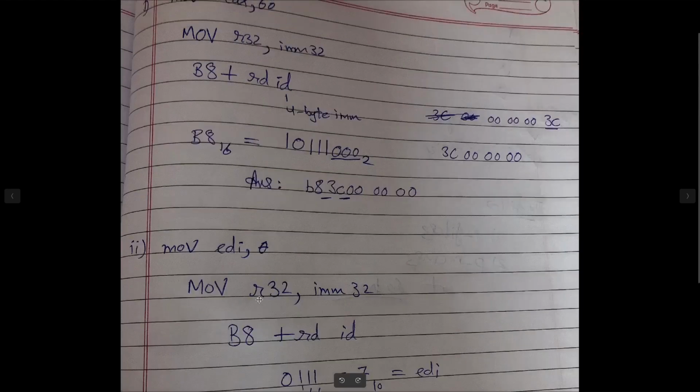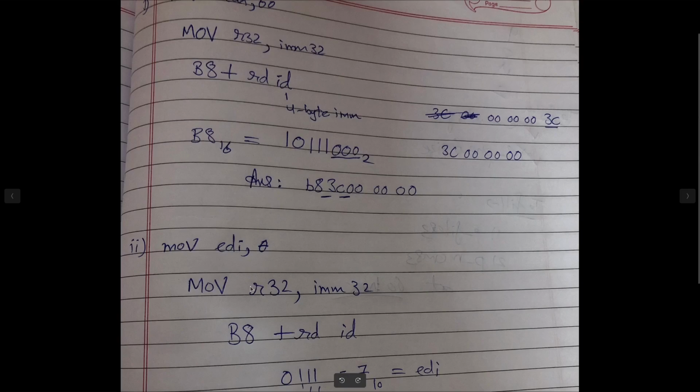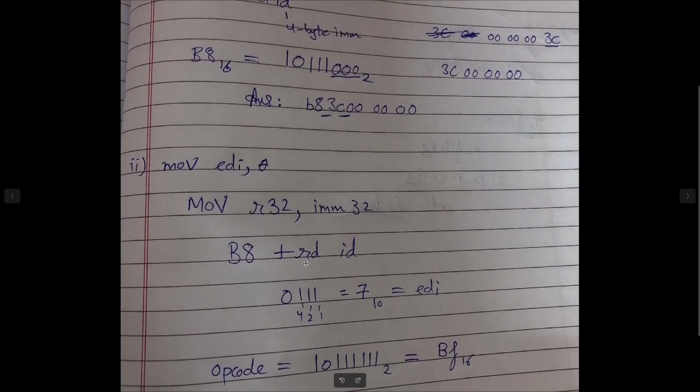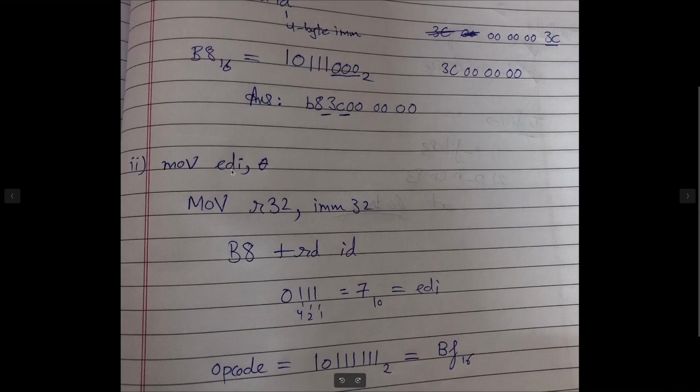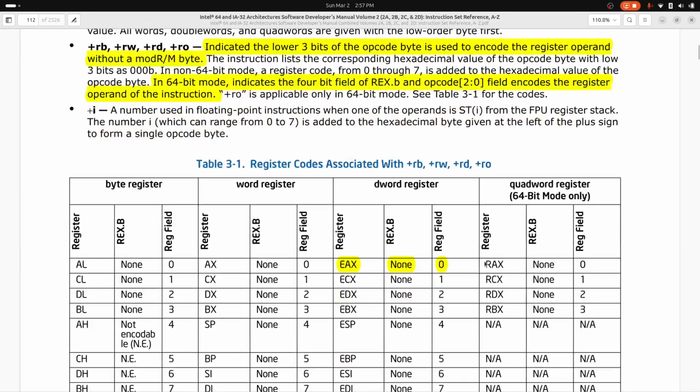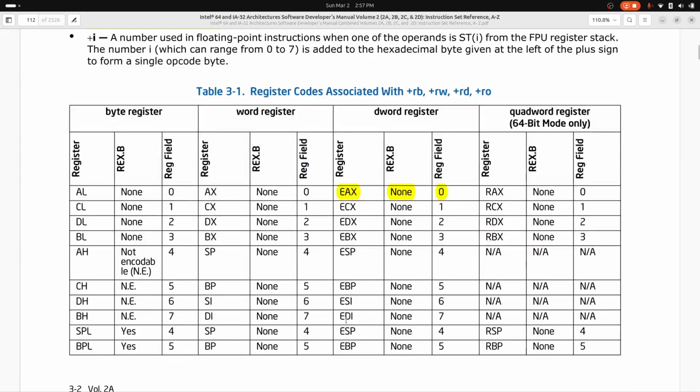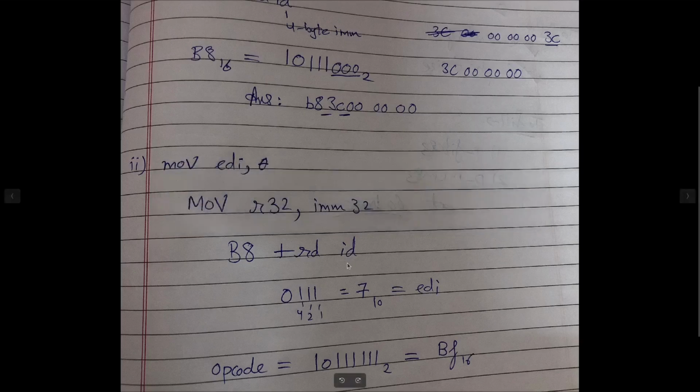So here this is the same thing. It will be B8 plus RD and ID. Here our register is EDI. If you go to this table, for EDI the register field is 7. So rex.b was 0, and the opcode bits 2:0 will be 111.